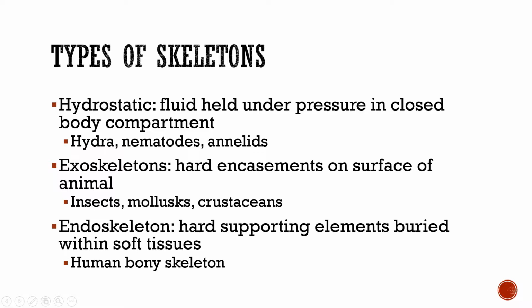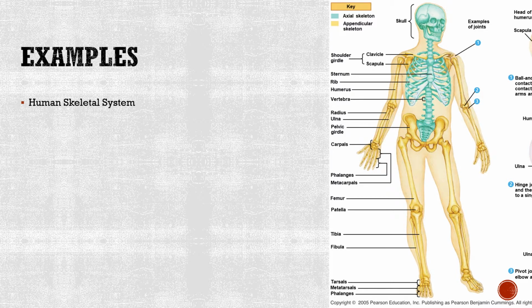We have exoskeleton. It is a hard encasement on the surface of an animal. And lastly, endoskeleton. It is a hard supporting element buried within soft tissues.